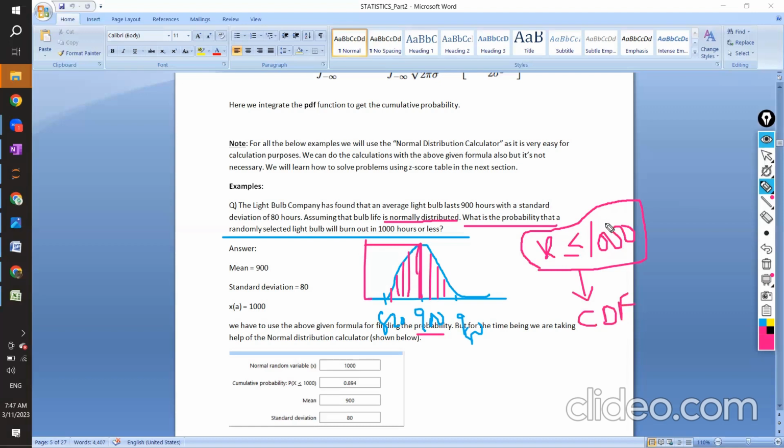Fine. He's not asking for a specific value. He's not saying x equal to 1000. He's saying less than or equal to. So x is less than or equal to 1000. So in statistical words, the complete area, I don't know where 1000 is, okay, let me say it is here, so all the area less than or equal to 1000. Now what is the probability that the bulb will burn out in 1000 hours or less? For that you need to use the cumulative frequency.